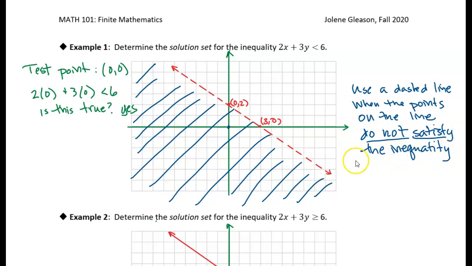Okay, so any point I pick on the line itself, because I graphed the line 2x plus 3y equals 6, those are the points in which 2x plus 3y equals 6. But I don't want those points. I want only the points that are less than 6. Okay, so that's why the line is dashed.